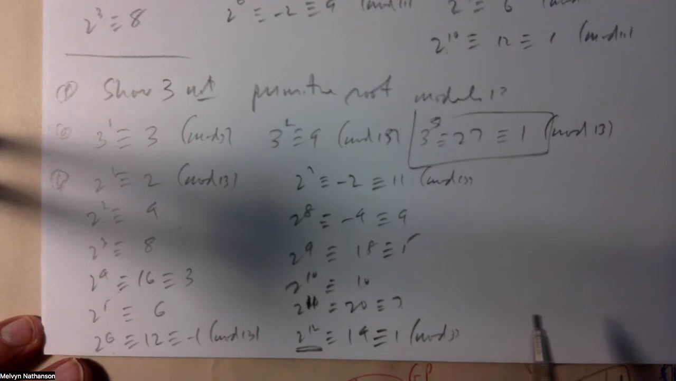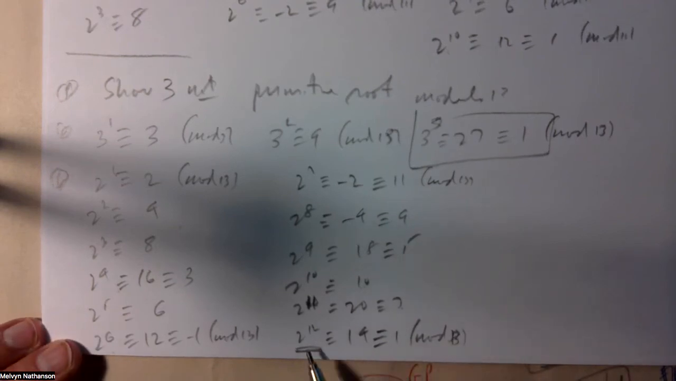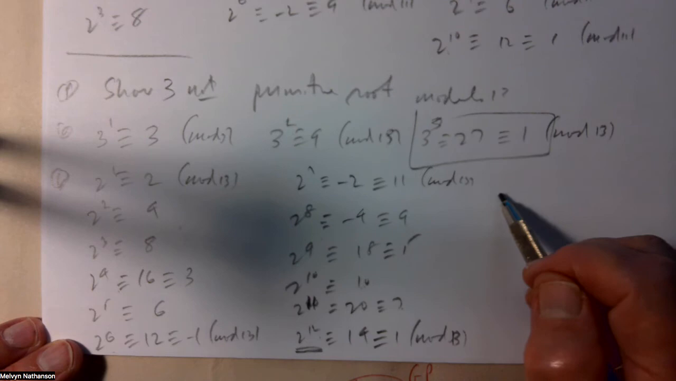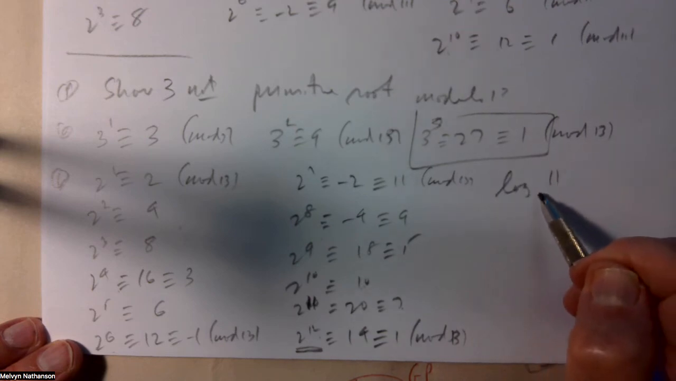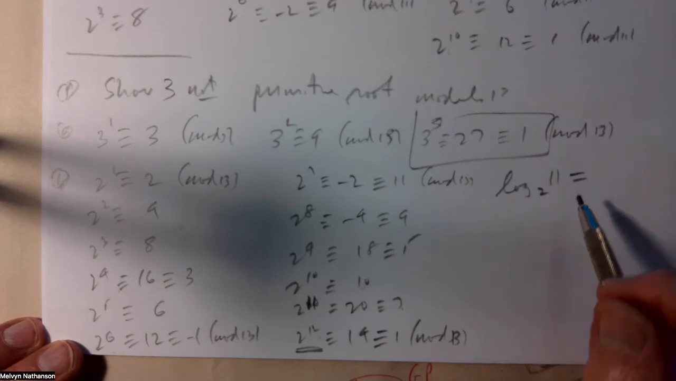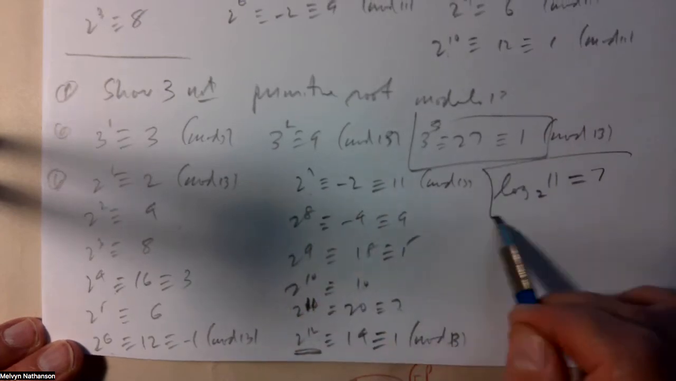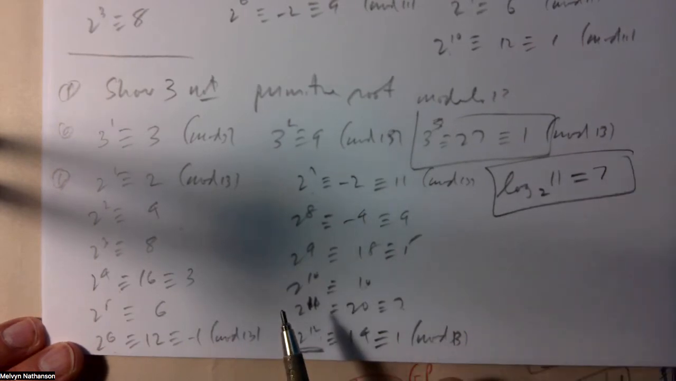So the smallest power of 2 that's congruent to 1 mod 13 is the 12th power. So 2 is a primitive root. And the logarithm of 11 to base 2 mod 13, what power of 2 gives you 11? The 7th power. So that's the discrete logarithm.